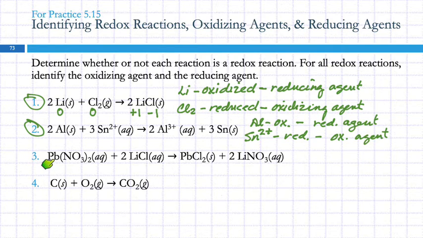Right? So if we look at the lead here, lead with two nitrates, the lead has a positive 2 charge. And over here, what's the charge on the lead ion? It's still positive 2. Lithium is +1 here, and it's +1 over there. So in this reaction, they swapped ion partners, but they didn't transfer any electrons. So this is not a redox reaction.